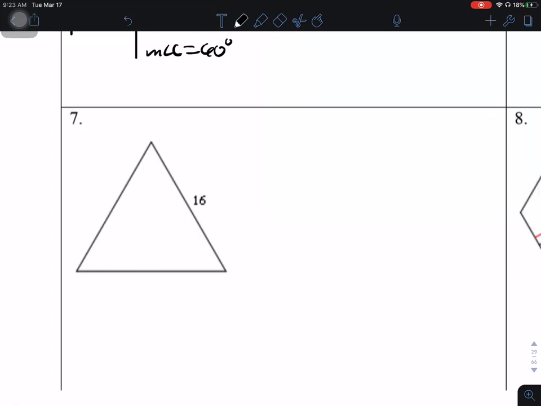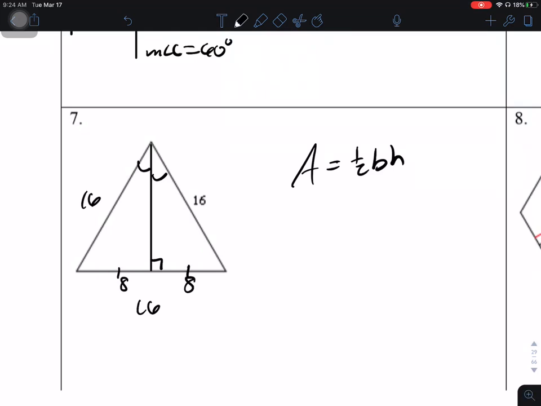Number 7, this is a regular triangle. I'm not going to use the apothem for this either. I'm going to use the formula area is 1/2 base times height. And here's the reason. If it's regular, all these sides are 16. If I draw the height in a regular triangle, it's also an angle bisector, and it's a median. So that means each of these are 8.